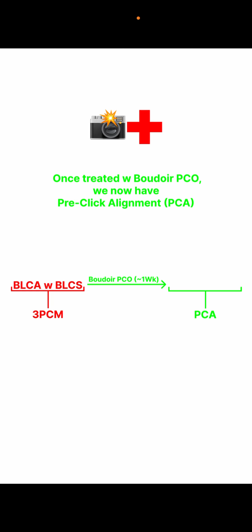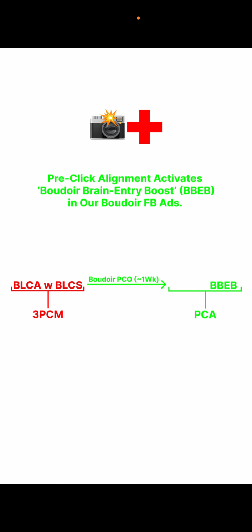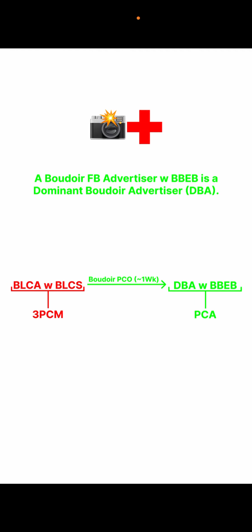Now, once treated with Boudoir PICO, our Boudoir Facebook ad has pre-click alignment, and we'll know that because unique CTR will be above 6%. Pre-click alignment activates Boudoir brain entry boost in our Boudoir Facebook ads. Well, this is when unique CTR is greater than 6%. And a Boudoir Facebook advertiser with Boudoir brain entry boost is a dominant Boudoir advertiser. So we've got our universe: BLCA with BLCS, caused by the 3 pre-click mistakes, treated with Boudoir PICO, which takes about a week, and we achieve pre-click alignment, making us a dominant Boudoir advertiser with Boudoir brain entry boost, unique CTR above 6%.